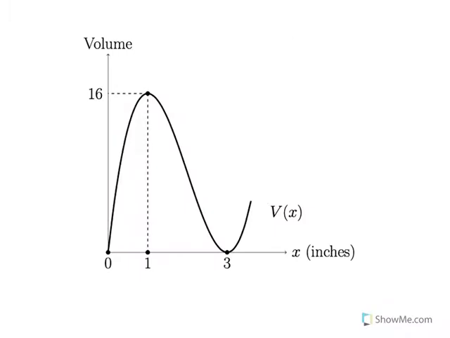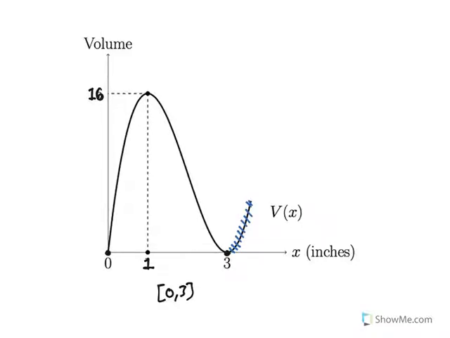So we can see in our picture, we have the picture of our function. At 1, we got 16 as our volume. At 0 and 3, our volume was 0. And then the volume actually keeps on going past that, but we only cared about from 0 to 3. It didn't really make sense to have our function past 3.